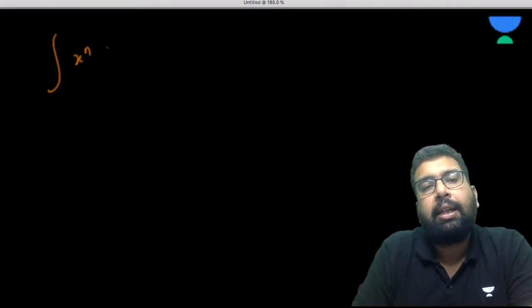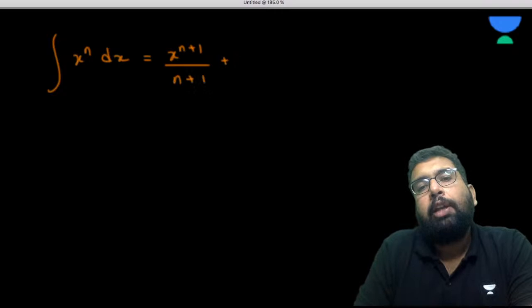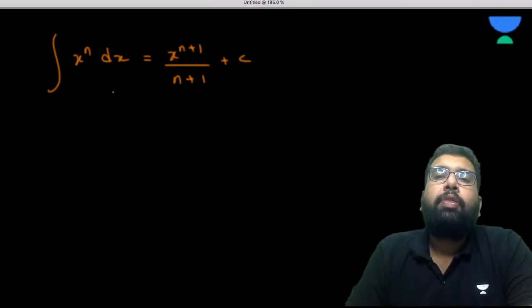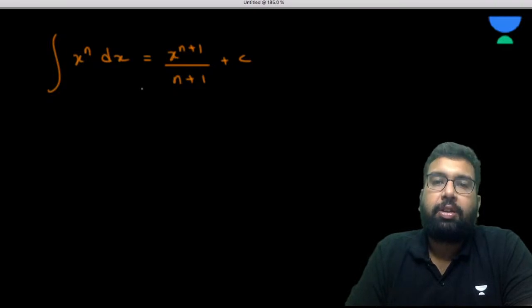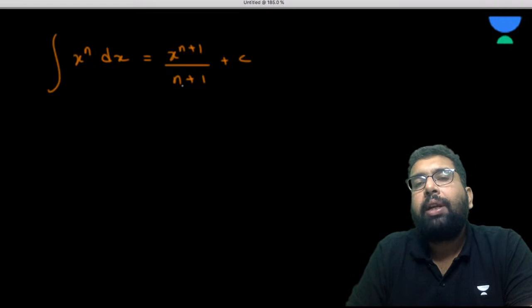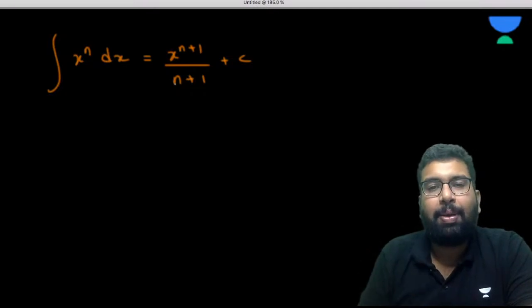So integration of x^n dx is equal to x^(n+1) upon n+1 plus c. Now, one more very important piece of information: when you are integrating a function, whatever you get after integrating, if you differentiate that result, you will get the function again. Are you getting my point?